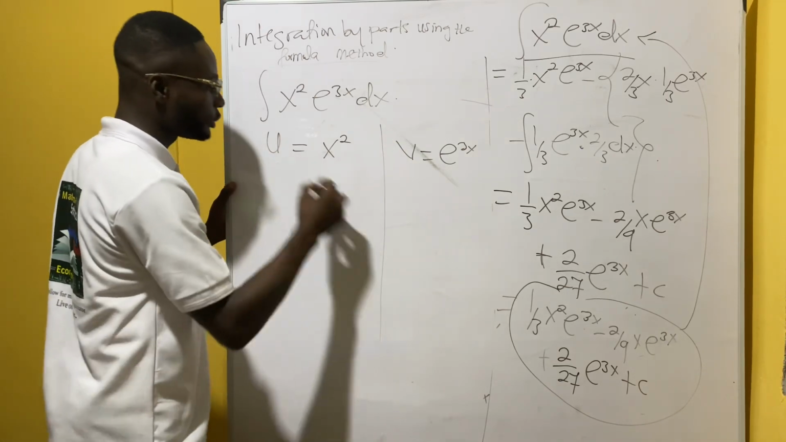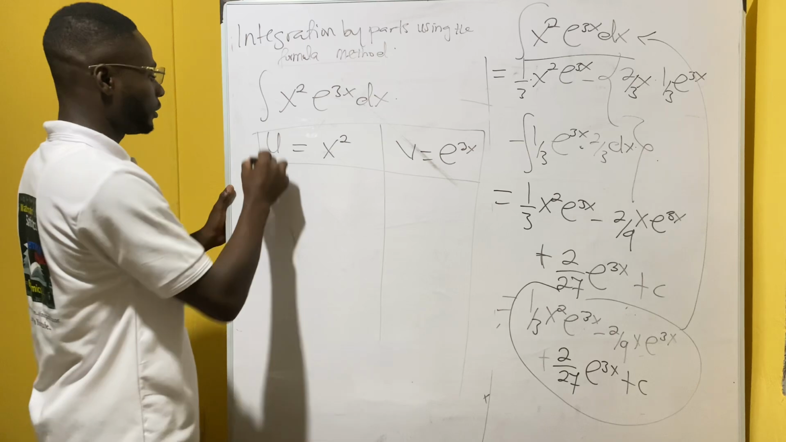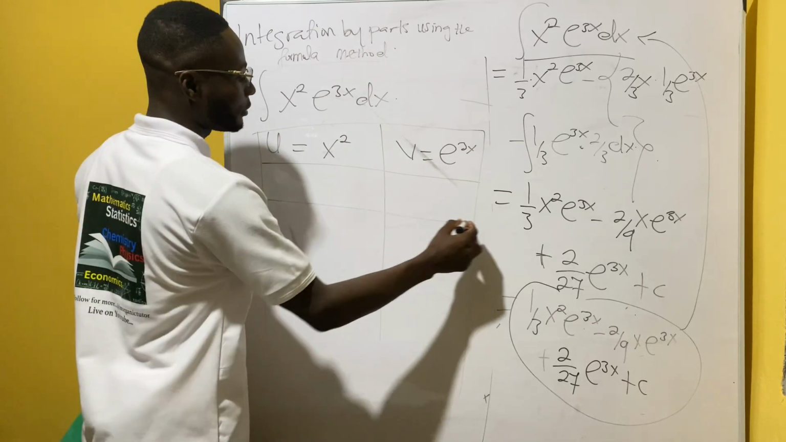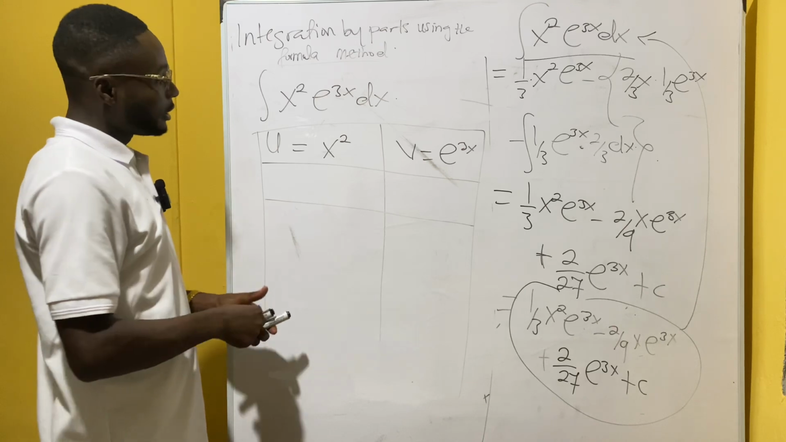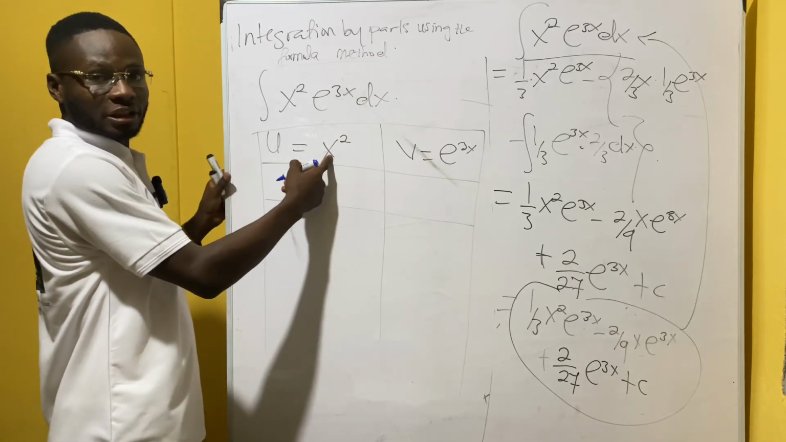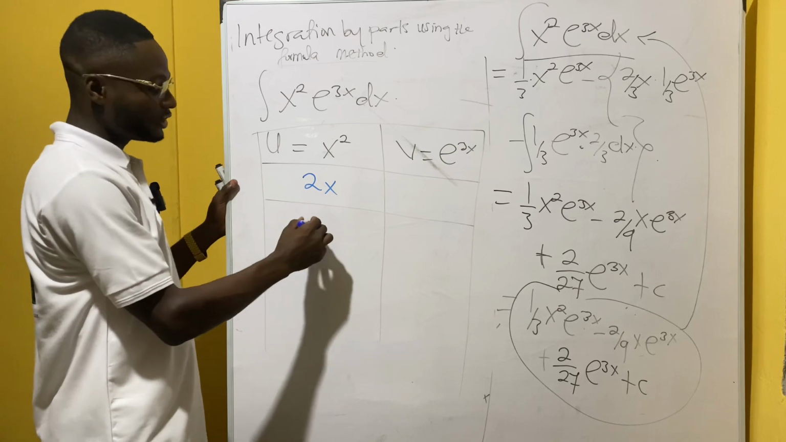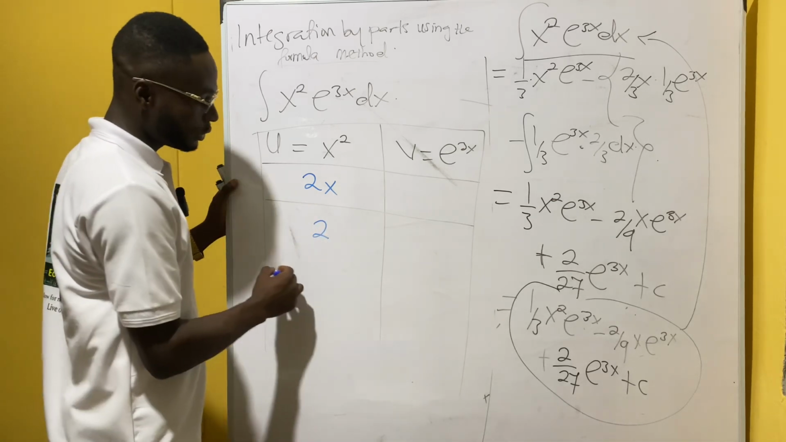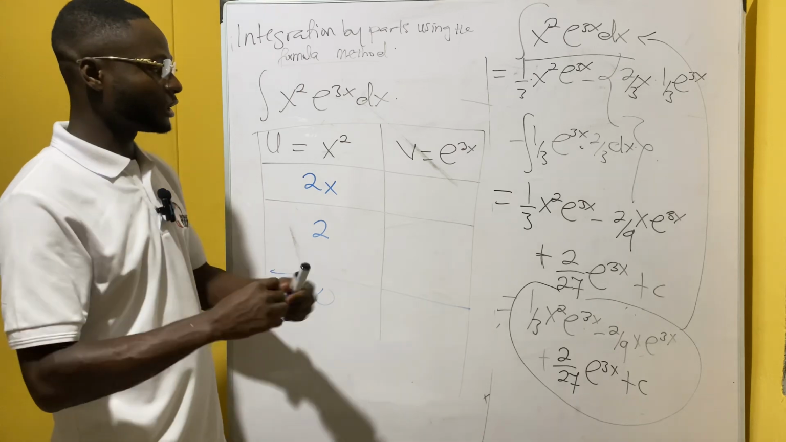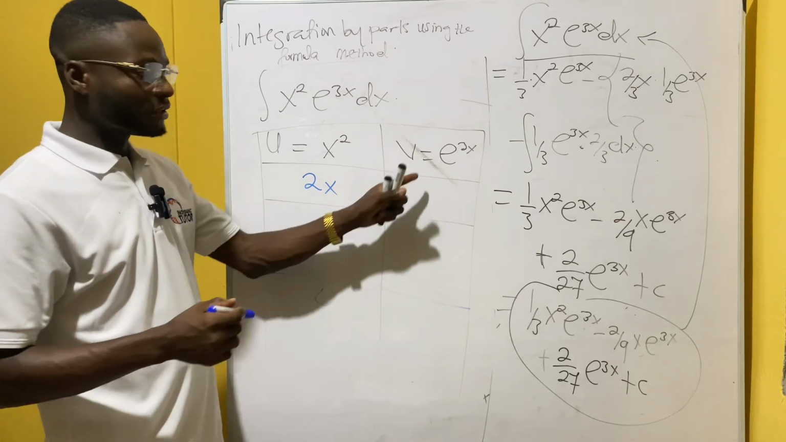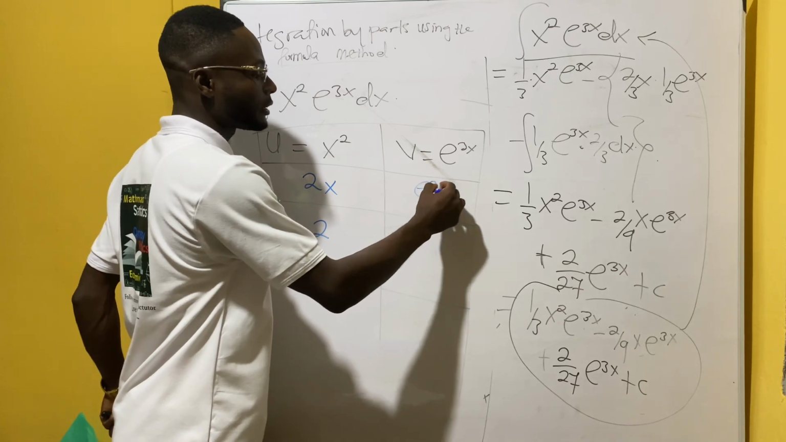So when you construct your table, when you differentiate x squared, you are going to have 2x. Differentiate again, you have 2. Differentiate again, you have 0. Now you come here. Integrate e power 3x, and then you have e power 3x on 3.